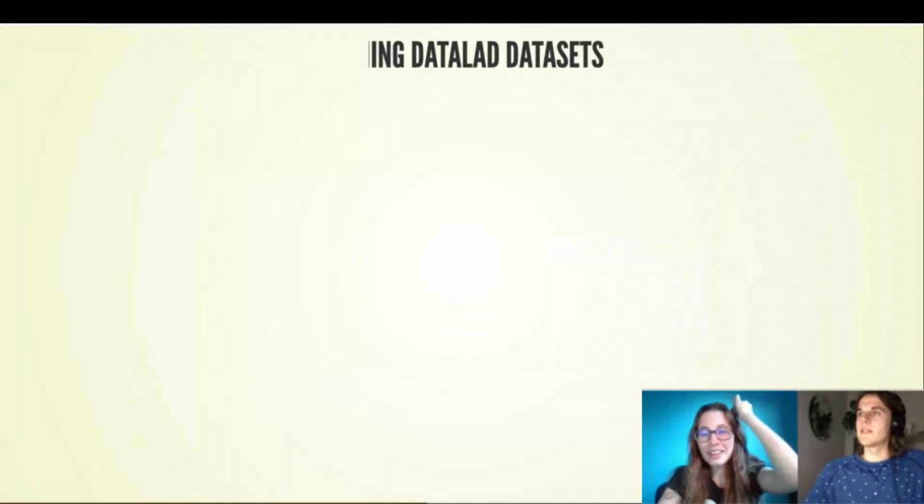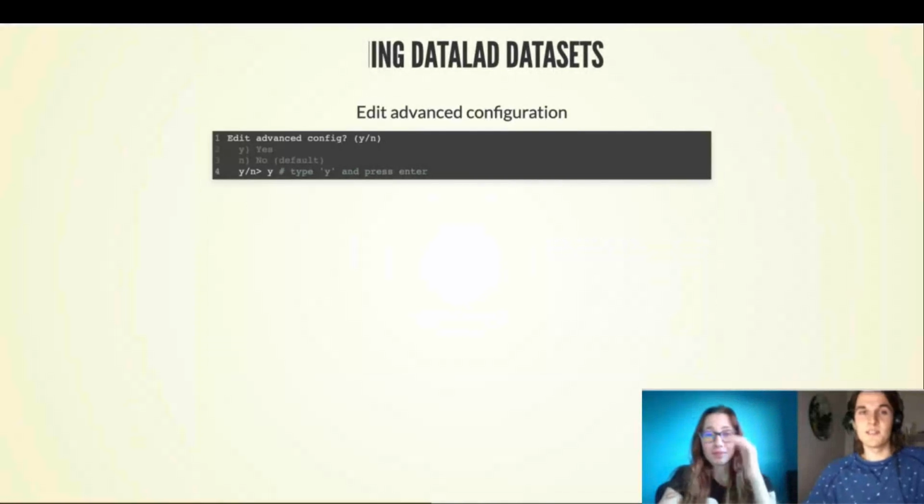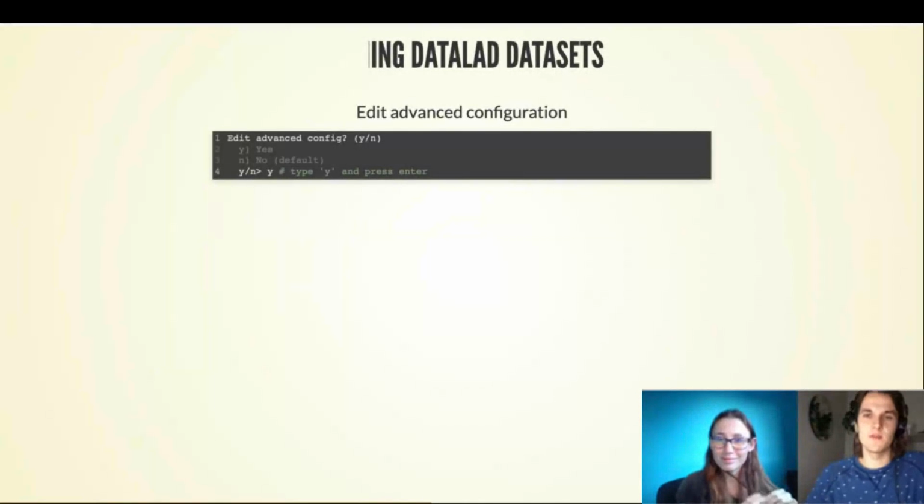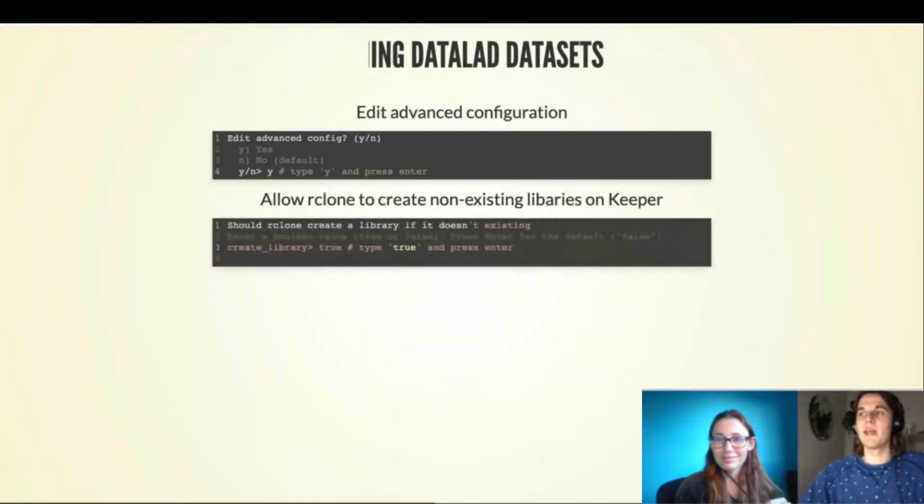All right, then comes the last interesting bit, which is the advanced configuration. So rclone asks you if you want to edit the advanced configuration, and you press yes. And then rclone asks you if rclone should create a library if it doesn't exist yet. In this argument, you set it to true, and this relates back to the comment I made earlier about the name of the library.